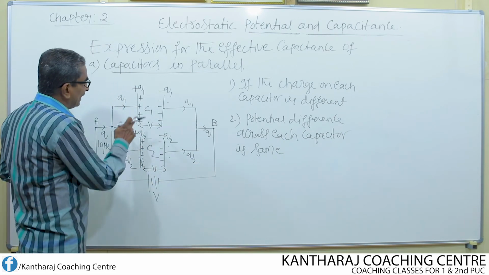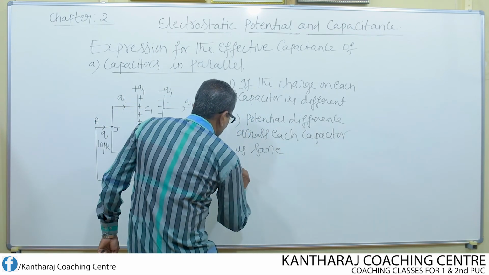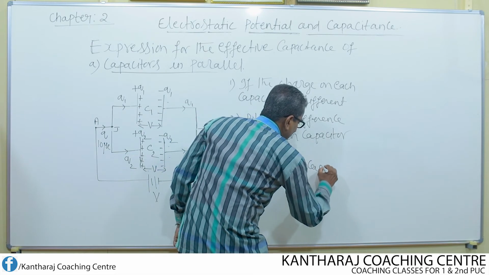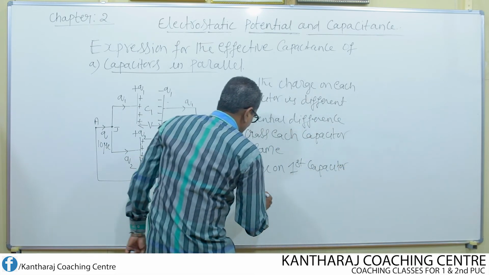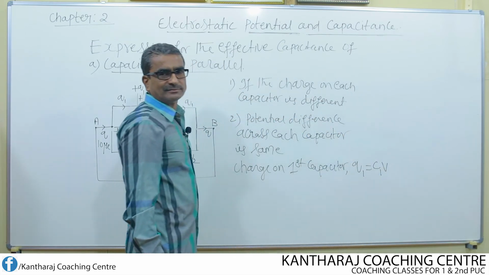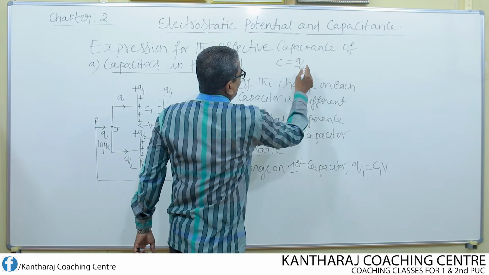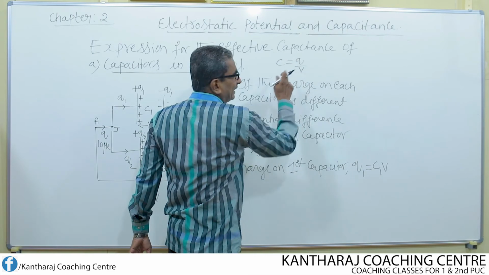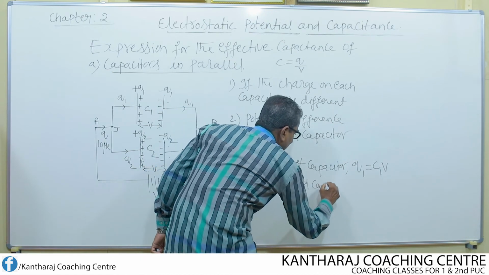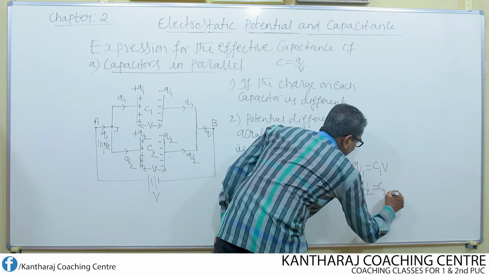Now, I write the expression for the charge on the first capacitor. So, charge on first capacitor is given by Q1 equal to C1 into V. Because we know the relation, what is it? C equal to Q by V. If you cross multiply this, then Q will be equal to C into V. Similarly, charge on second capacitor is given by Q2 equal to C2 into V.